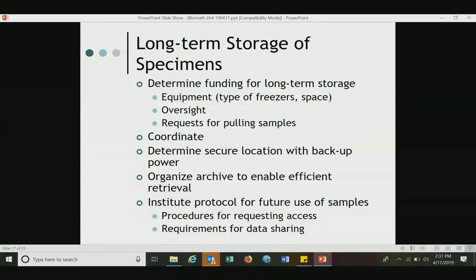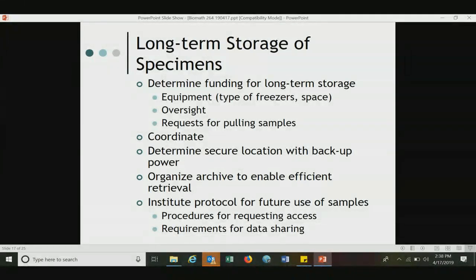That there's backup power, or there's something else that will protect it. And then think about how you want to efficiently retrieve things. So it may be that you organize all the samples by person, so one person's specimens are all in one box, or it may be that you're going to organize everything by wave. It kind of depends. And there's not a for sure way to do it one way or the other, but just think about it.